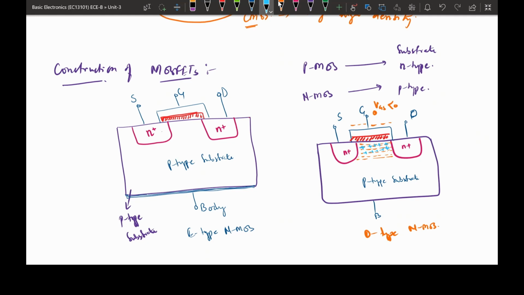source. So as we apply the gate to source voltage that is less than 0, there will be fewer electrons available in this channel region, and electron concentration is less. So fewer electrons will be moving from source to drain, so less current is constituted in case of depletion type of MOSFET. Okay, so this is the basic concept in case of enhancement and the depletion type of MOSFET.